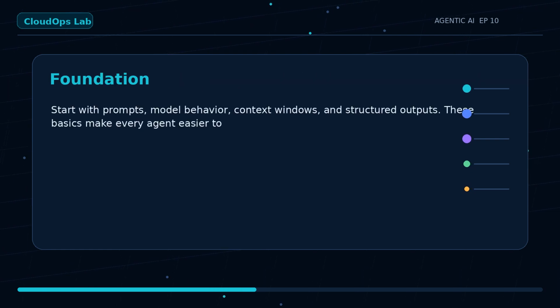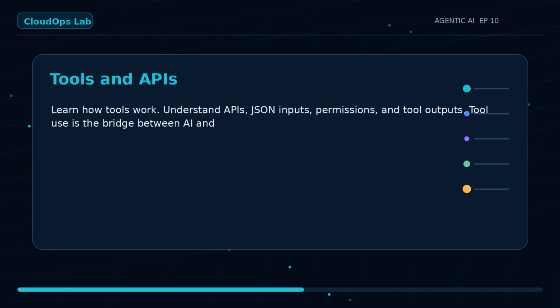Safety and production. Finally, learn guardrails, evaluation, logging, monitoring, and human approval. Production agents need reliability, not just impressive demos.